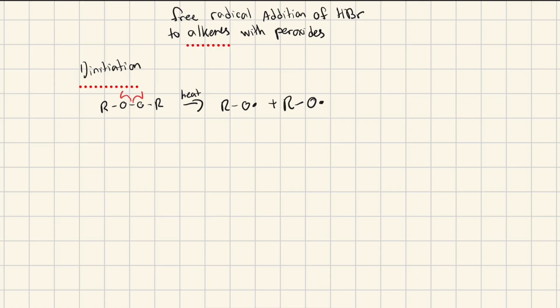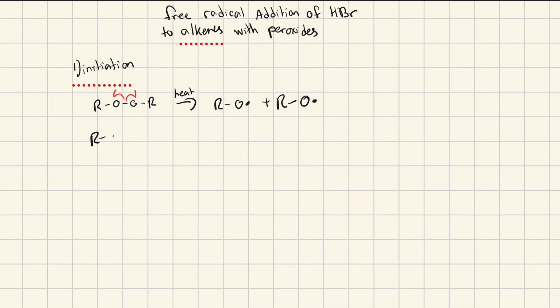Our second initiation step is going to be similar to a propagation step, where we start with a neutral molecule and a radical. We're going to end with a neutral molecule and a radical. For free radical addition of HBr, we're going to need the Br radical. Right now, we just have our oxygen radical. So our next initiation step is going to be one of these radicals coming into contact with HBr.